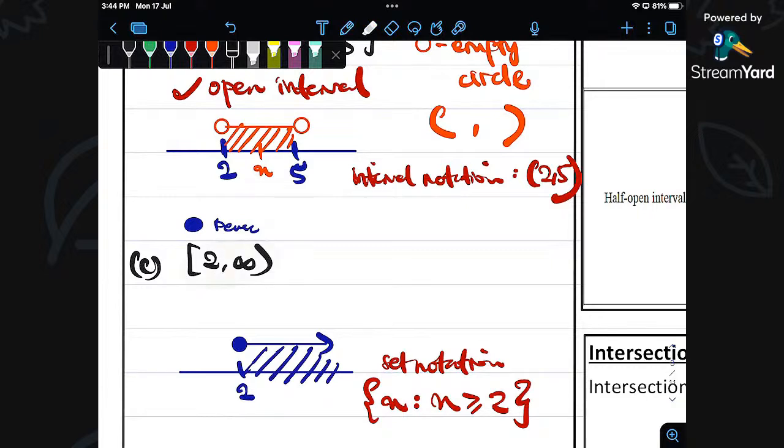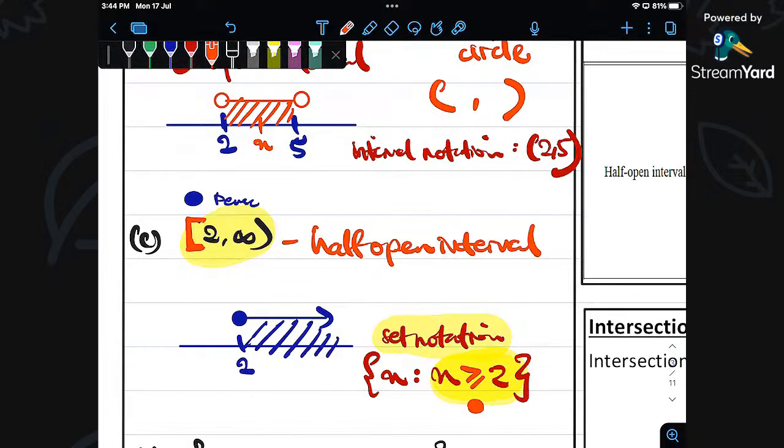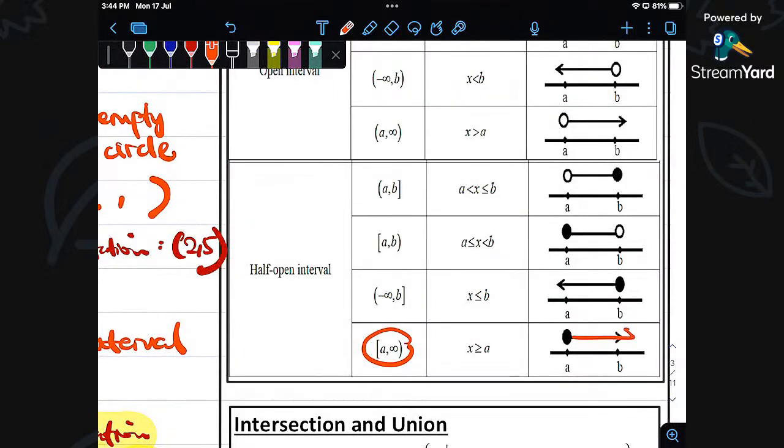We can also write it down like this: this is interval notation. Well, this is set notation, where you must understand the symbol. You need to know this symbol, more than or equal. More than or equal is a dense circle. Having equal means it is a closed bracket. But we cannot call this a closed interval. Its name is half open interval. This one is a bit different. If you look here, this one is a half open interval.